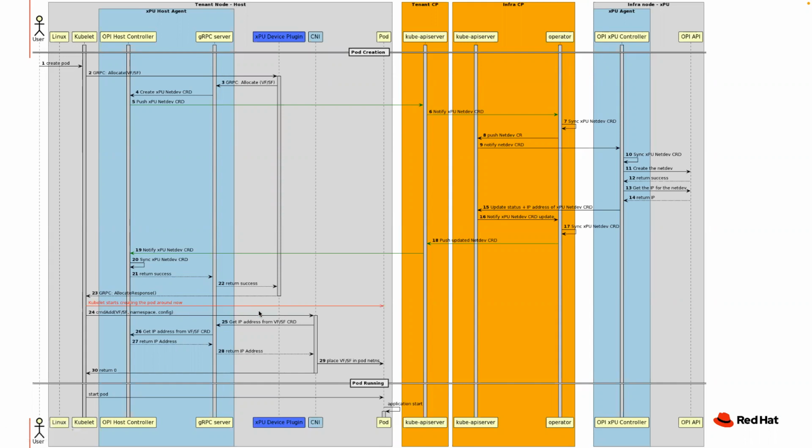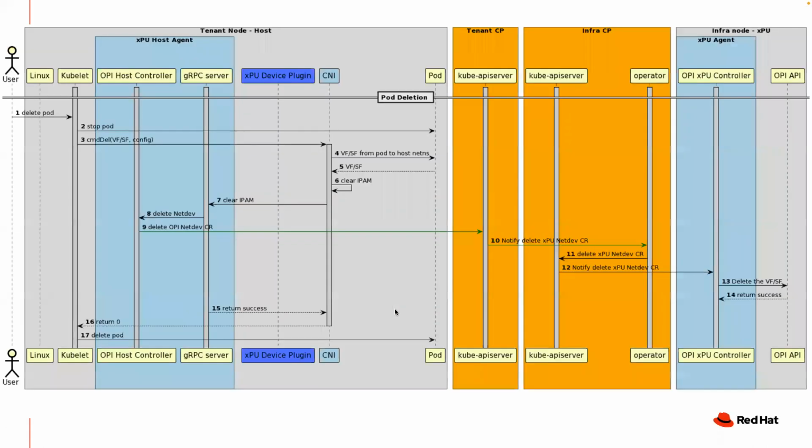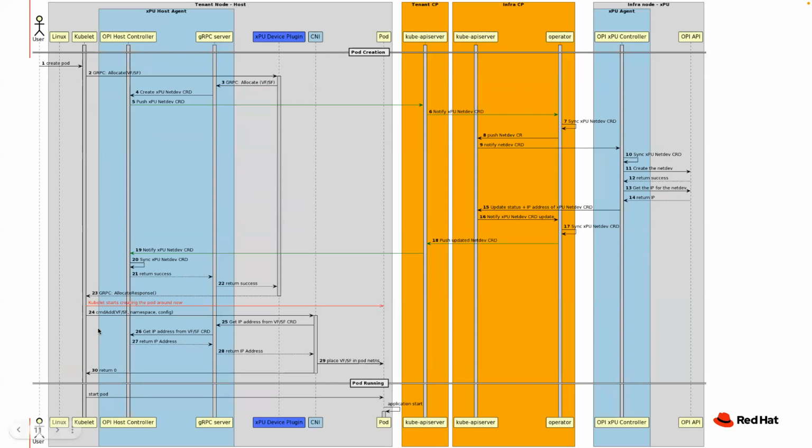Kubelet goes ahead and starts creating the pod somewhere around this point. So the next thing that's going to happen here is that the CNI is going to get invoked, so that this VF now gets moved from the host network namespace to the pod namespace and gets its IP address set up. So a command add function call goes out to the CNI.